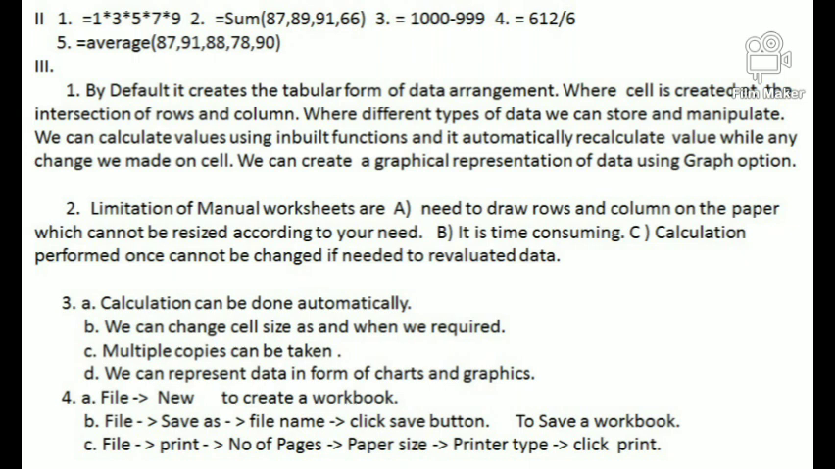If you want to take the printout, number C, to print a workbook, you have to click on file, you have to click on print, then you have to select the number of pages you want to take the printout, what type of paper you are using. According to that you will be choosing the paper size, the printer type, which type of printer you are using, and then you will click on the print button.